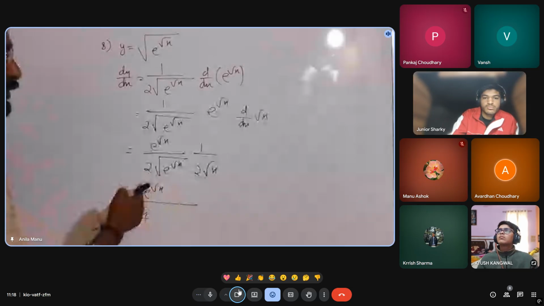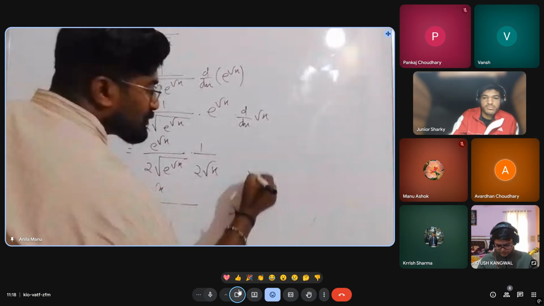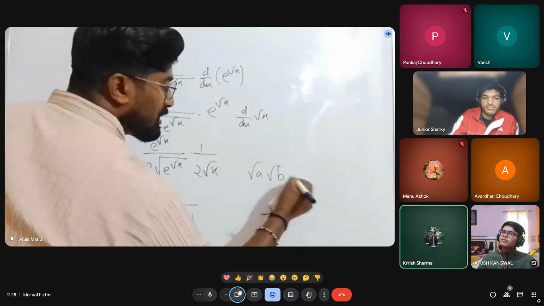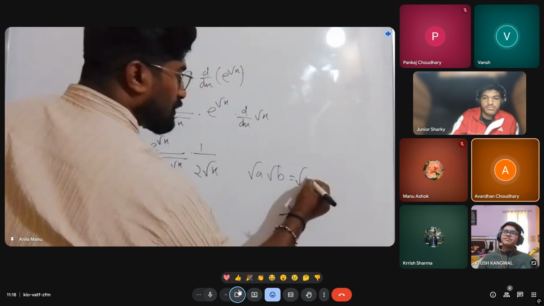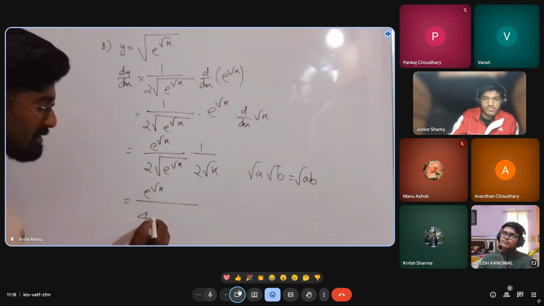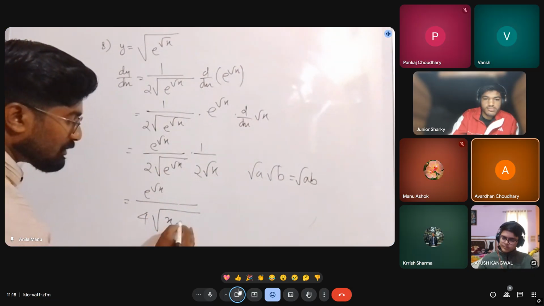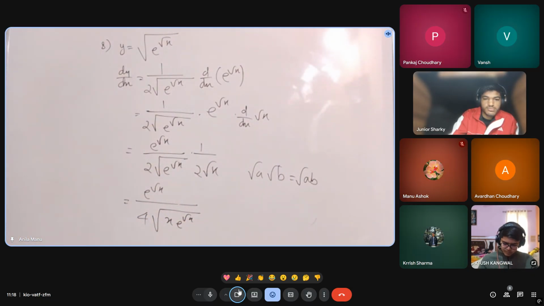Okay, so 2 into 2, 4. Then the property is this one: square root of a into square root of b. What is square root of a into square root of b? Square root of a into b. So I can write it as square root of x into e raised to root x. Clear?